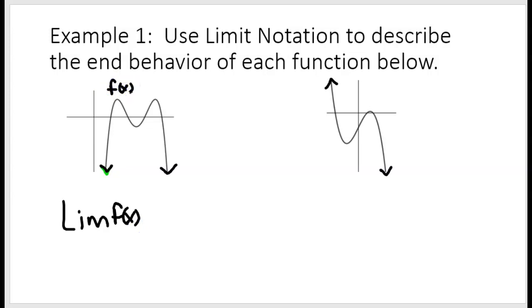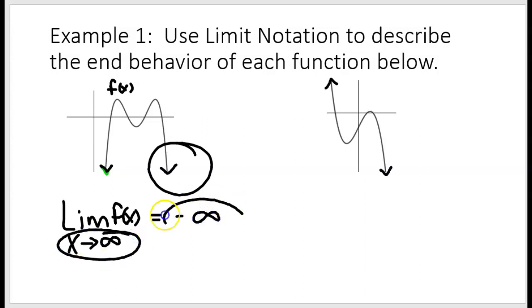I should have done that. But I'm going to find the limit of f of x as x approaches positive infinity. Now that's going to tell me what's happening on the right side of my graph. So now on the right side of my graph, is it going up or is it going down? It's going down, so that would be negative infinity. So as I move to the right, my graph goes down.